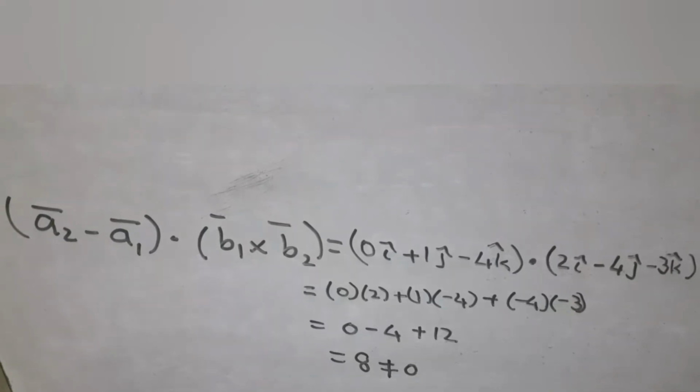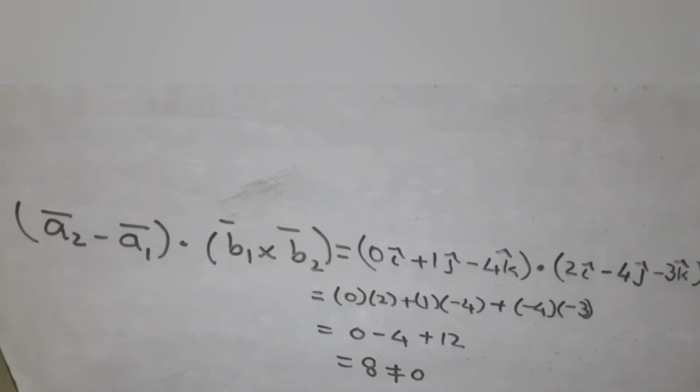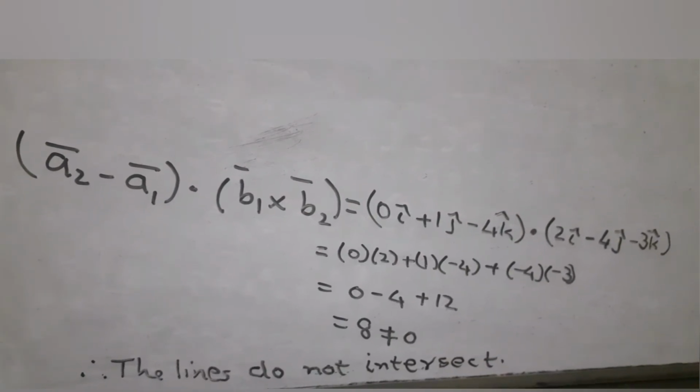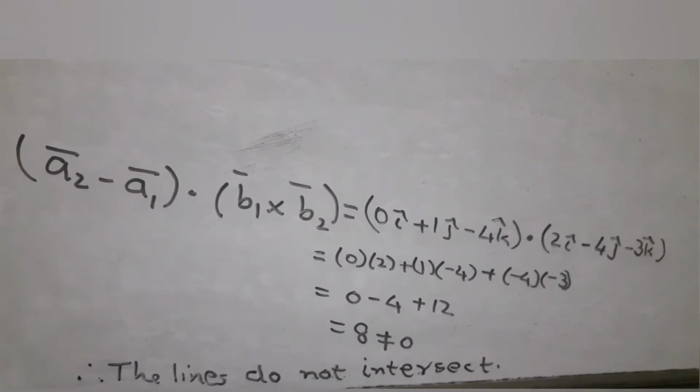(a2 minus a1) dot (b1 cross b2) is 8, which is not equal to 0. That means the lines do not intersect. Therefore, we can conclude that the two lines are skew lines.